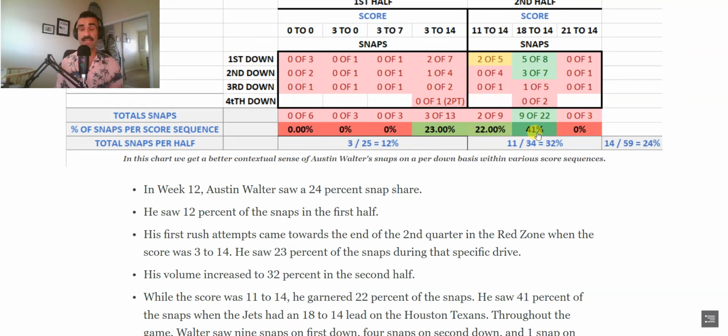That tells us how they plan to use Austin Walter, right? So we saw them use him in the red zone a little bit right here as the first half closed out as a running back. He converted on his goal line carry, and they started to use him more naturally, as running backs should, when the Jets had the lead.